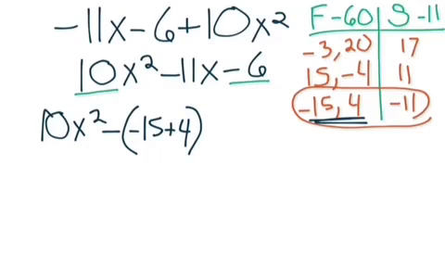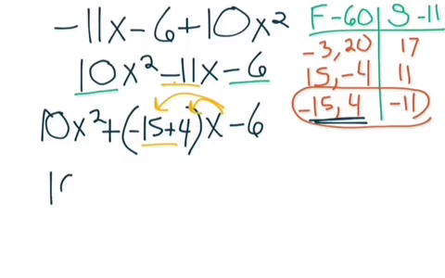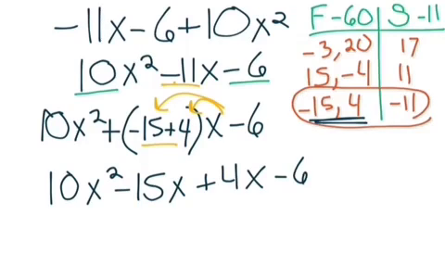Okay, now since I have already accounted for my entire negative 11 inside my parentheses, I need to go ahead and make this positive so that I don't end up with a positive 11x, which is not what I'm going for. And I'll add my x there, minus 6. Okay, now I can distribute here. 10x squared, and I'm going to have negative 15x plus 4x minus 6.